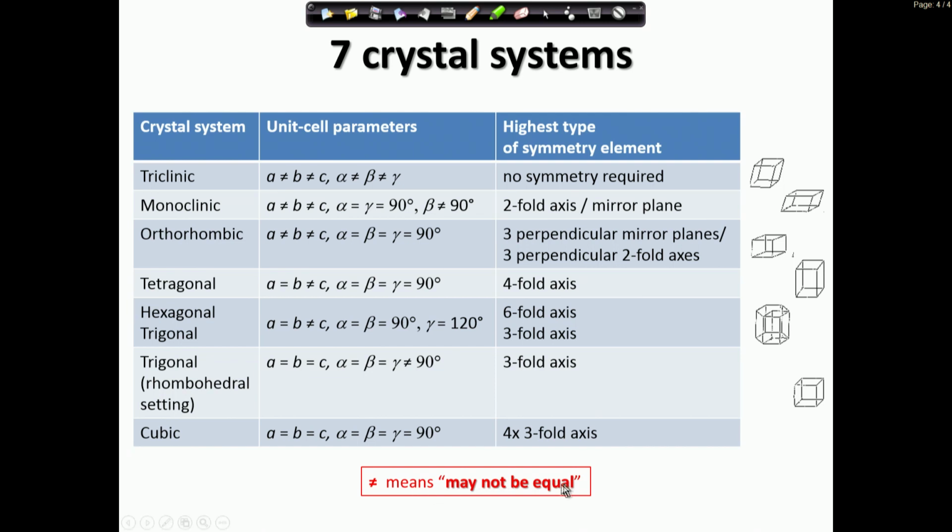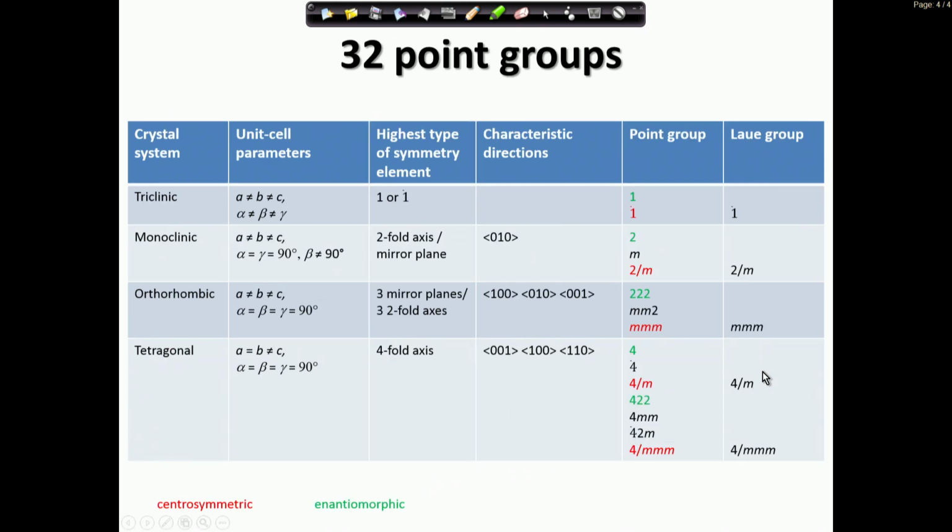However, this note here is important. This unequal sign means may not be equal. So if A equals B, for example in orthorhombic, it doesn't mean that the structure cannot be orthorhombic and must be tetragonal. If it's tetragonal, then A equals B always. But if A equals B, that does not imply necessarily that the structure is tetragonal. Okay? You may have an orthorhombic structure which has, by coincidence or by crystal chemical rules, A equal or almost equal to B. So these are properties of the crystal systems, but they are not defining the crystal system. It's the symmetry that defines the crystal system. That's important to keep in mind when you do the practical crystal structure determination.